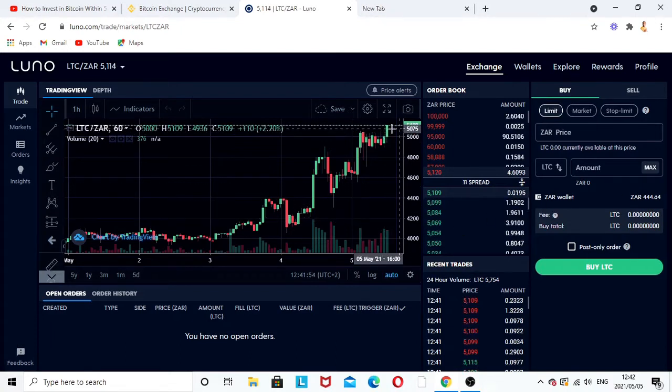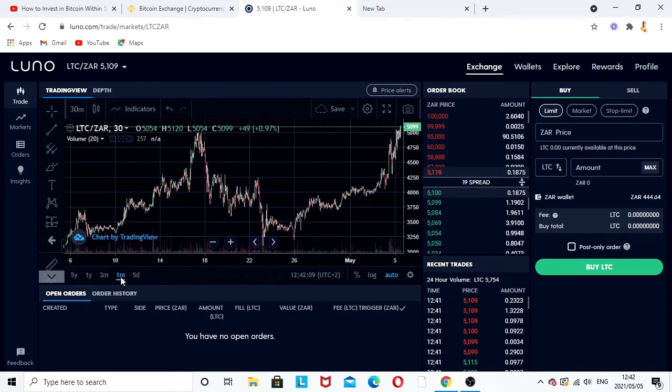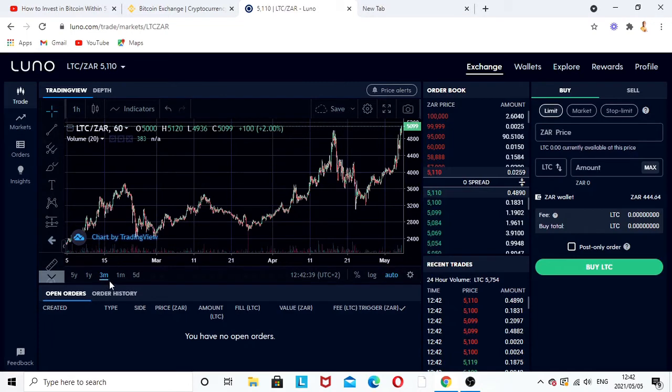But I am not going to buy here. You see, Litecoin is going up and down. Let's see on a 1 minute chart how it has been. You can just imagine, in just 1 minute this has gone up and down. How much? If I was a daily trader, you would see this. This is 1 month, 3 months, 5 days.